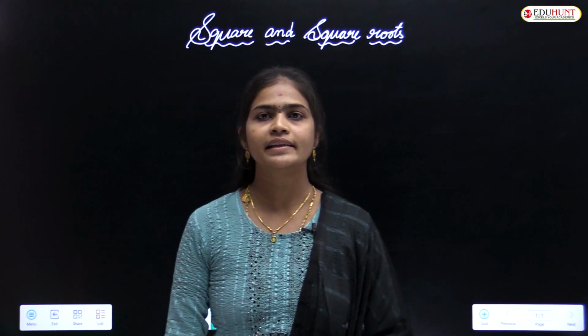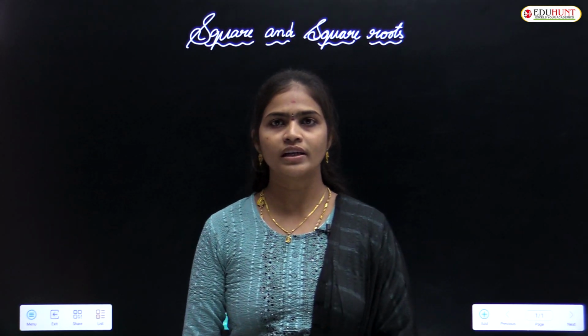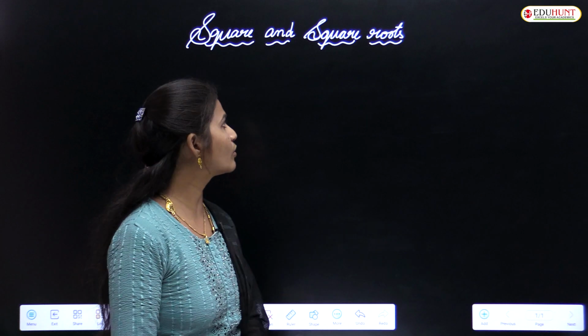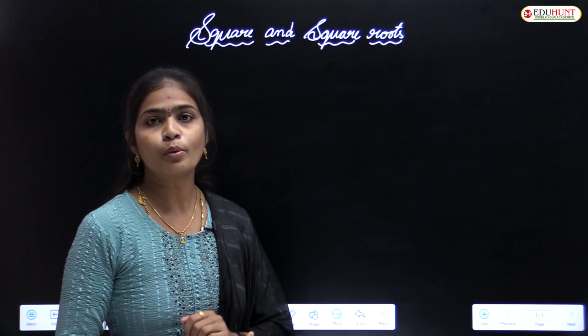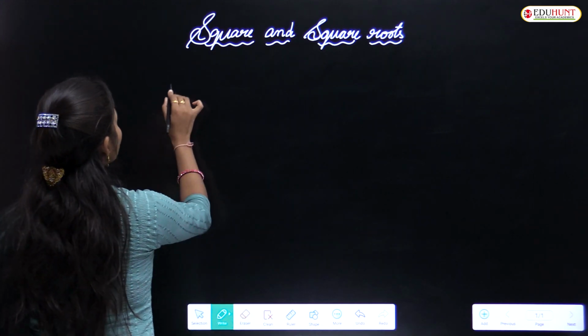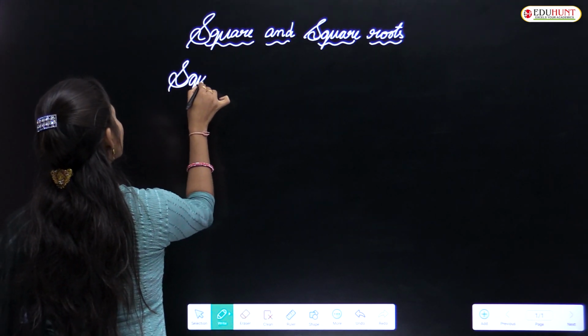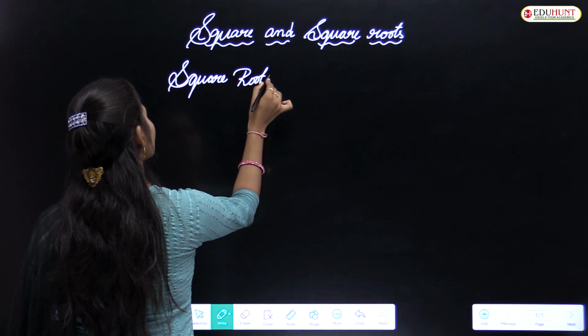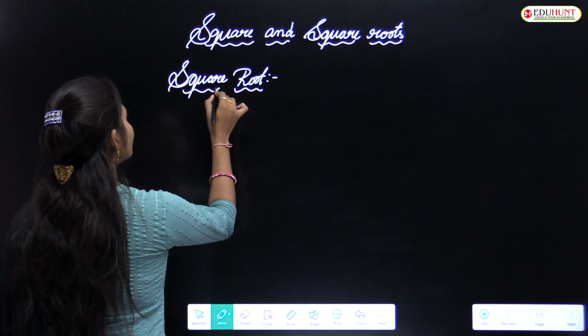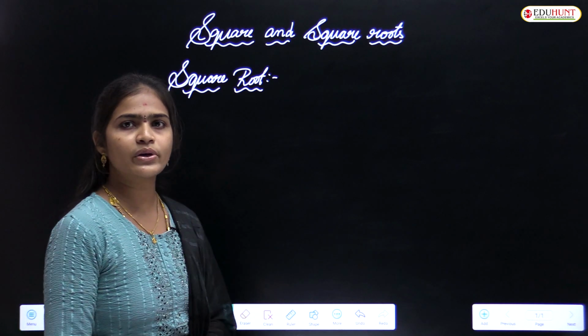So hi children, in the previous video we discussed Pythagorean triplets. In this video we are going to discuss square root and its properties. First we will discuss square root. So what is a square root?